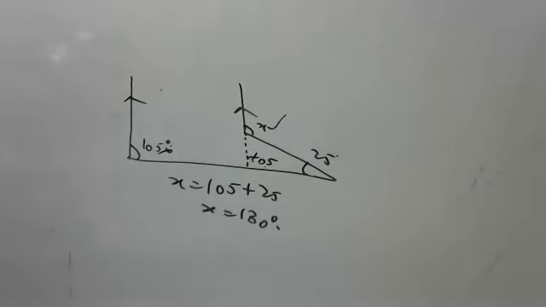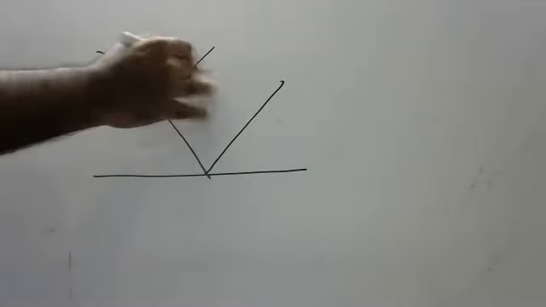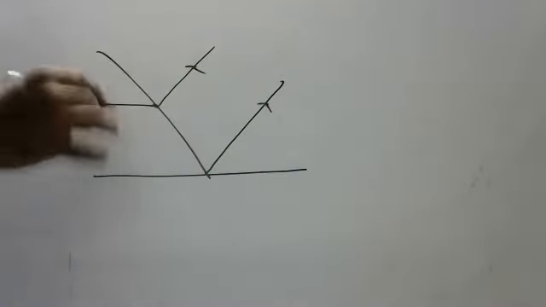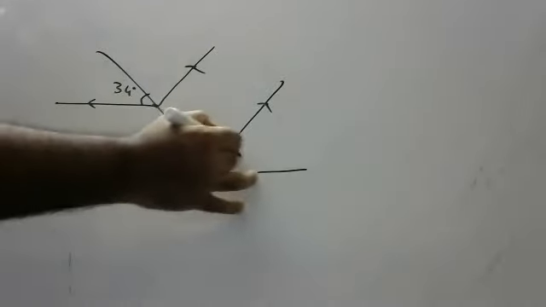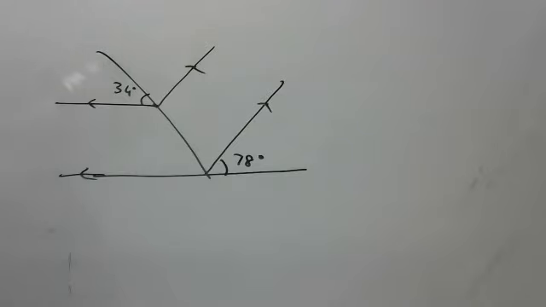Next sum. Children, these both are parallel lines, he said. And children, these both are also parallel lines. 34 degrees, 78 degrees. Okay, determine PDQ and AED and DF. So children, all angles he's asking. Let's find out all angles.